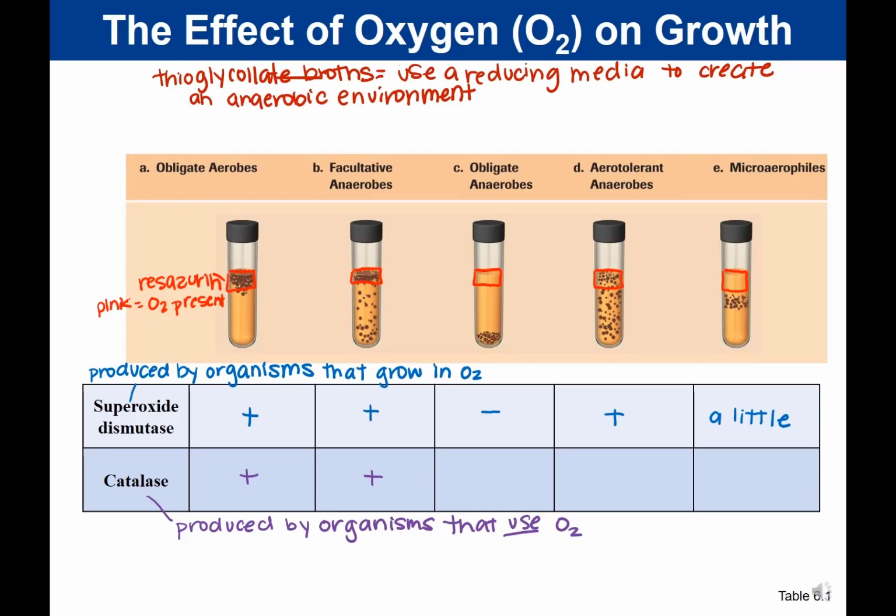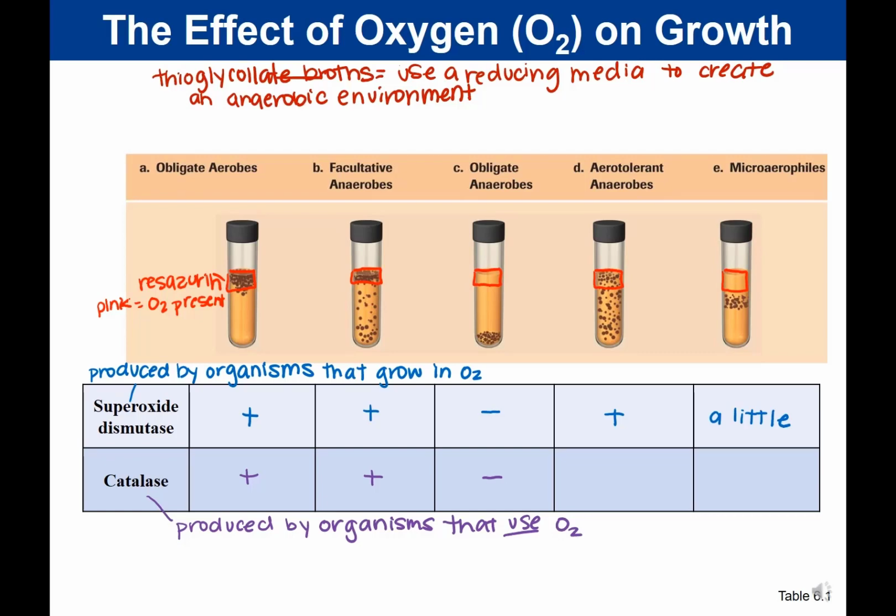Obligate anaerobes, right? They don't use O2. They are catalase negative. So again, the reason that obligate anaerobes are obligate anaerobes is because they're negative for SOD and catalase. They don't produce either of those enzymes, and therefore O2 is toxic.